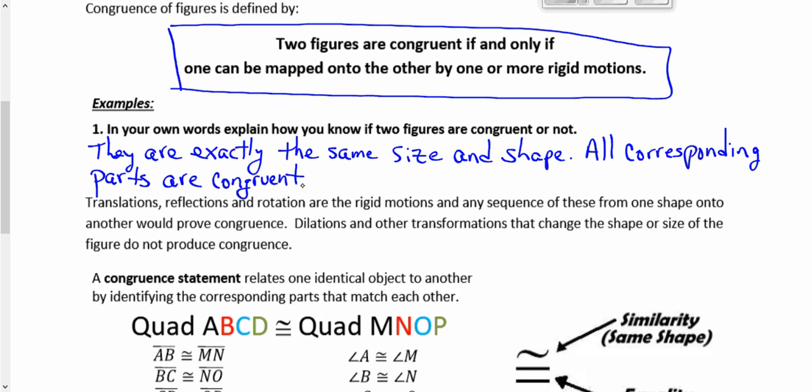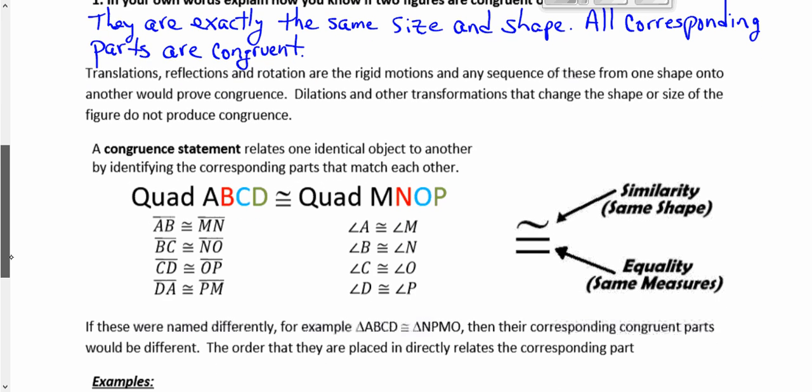Okay. Now we have this symbol for congruence. We've looked at it before, right? It's the equal sign with the little squiggly tilde on top of it. That means congruent. Again, we'll get to the distinction between equal and congruent another time. But we have what are called congruent statements. These are very important to be able to work with. They're not just listed out randomly.